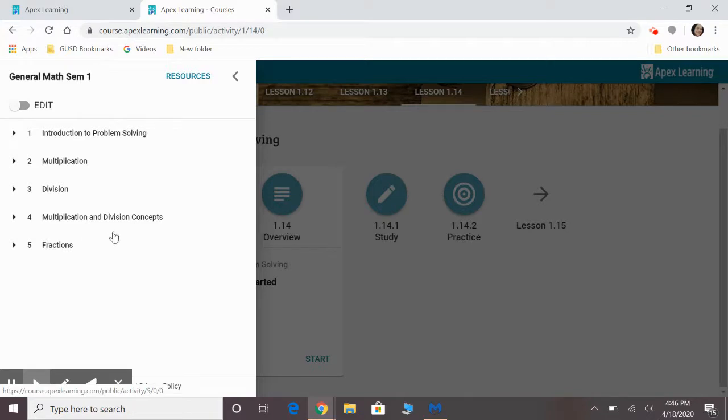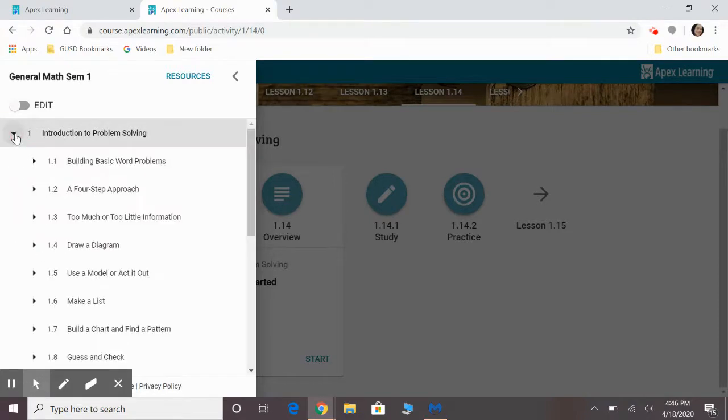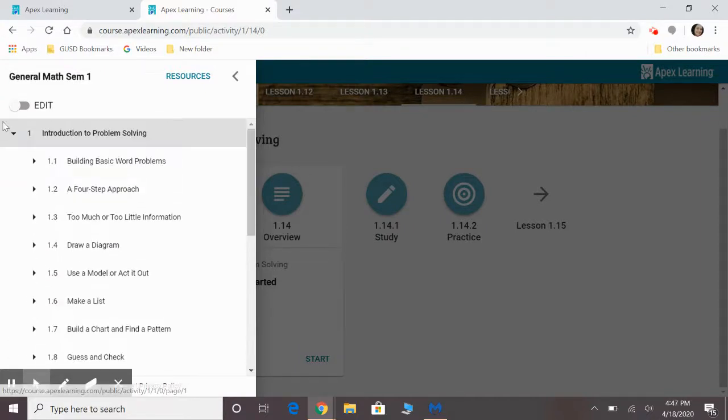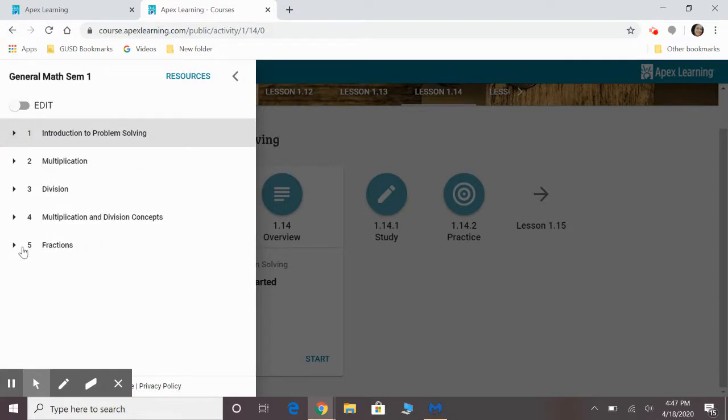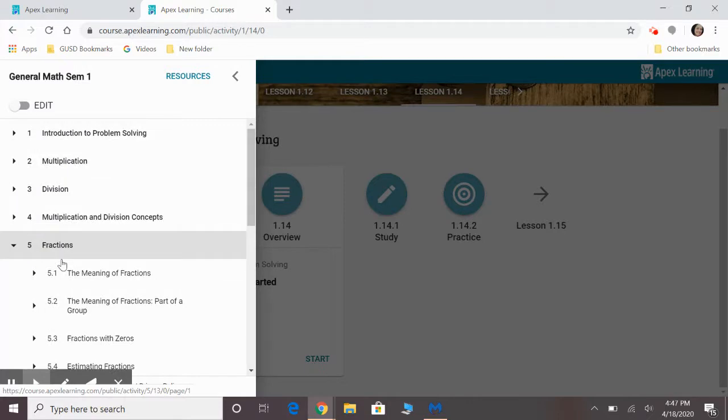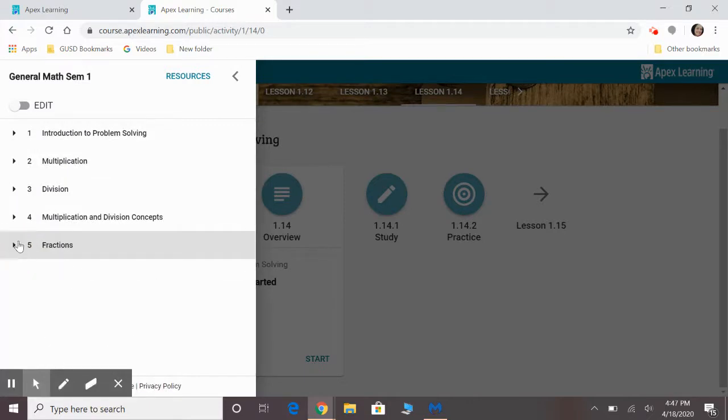So here you can see that the whole semester of general math, the first semester we're working on, is actually comprised of 5 units. And then this is what's in the unit. You can click down and see what each lesson is and look at where you would be taking the quizzes and kind of just give you an idea of how long it will take to get through it. Yeah, so that's just kind of a breakdown of what it looks like.